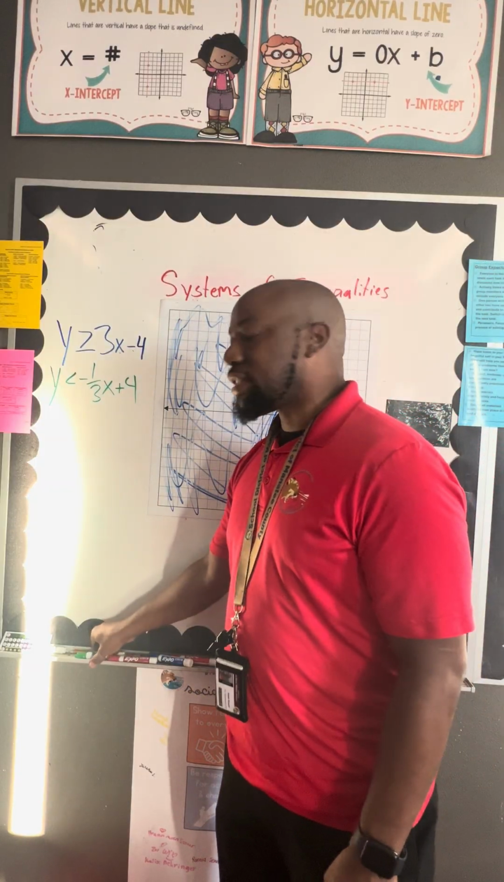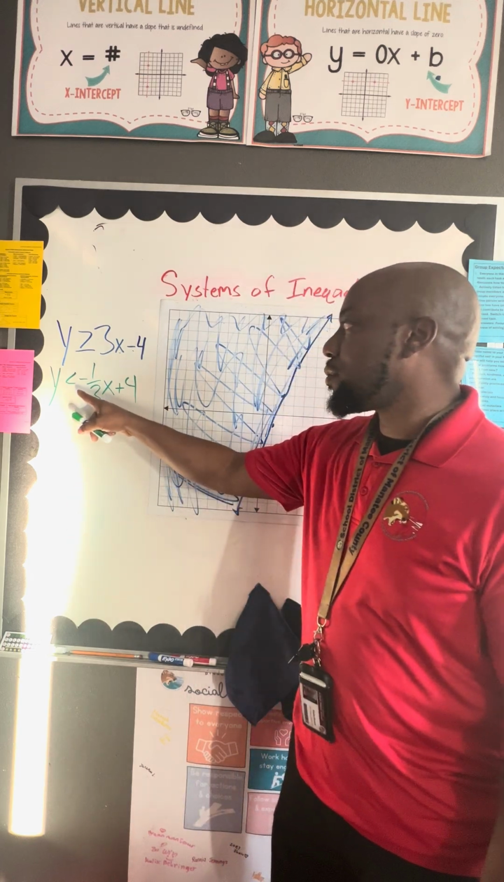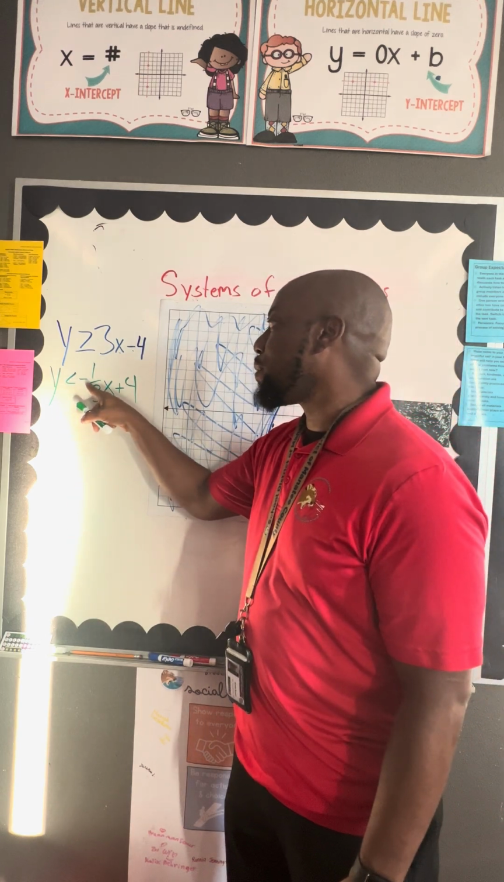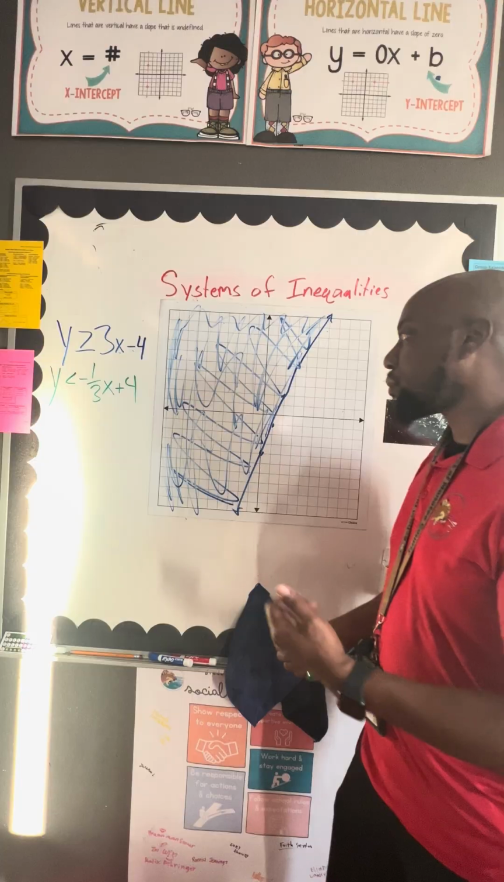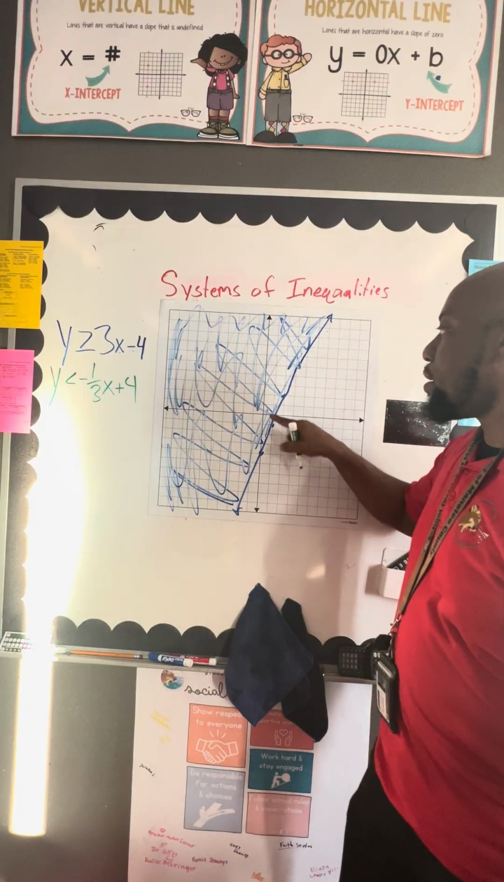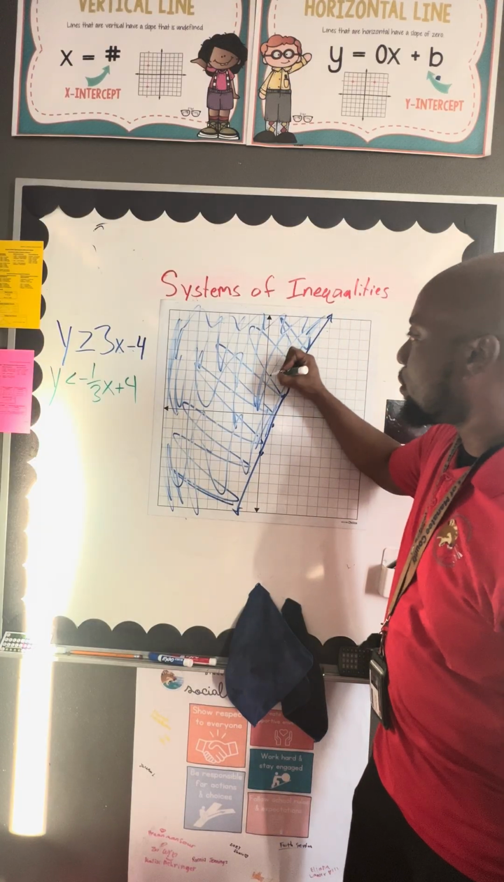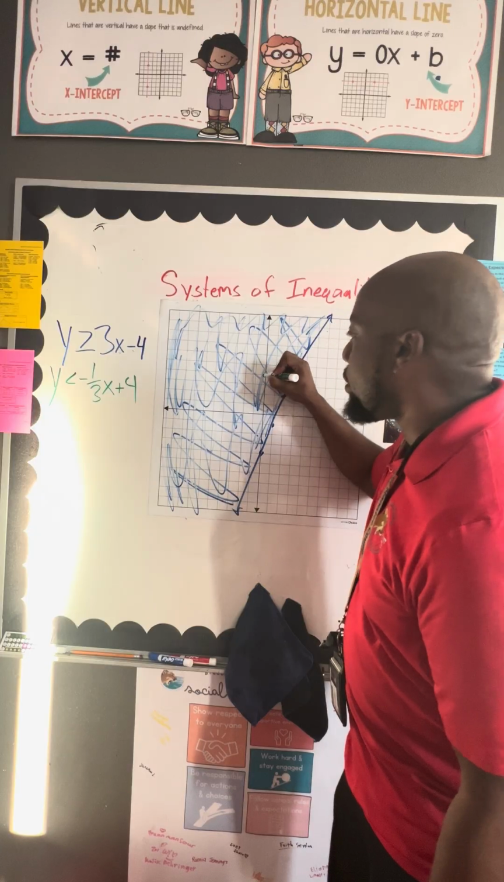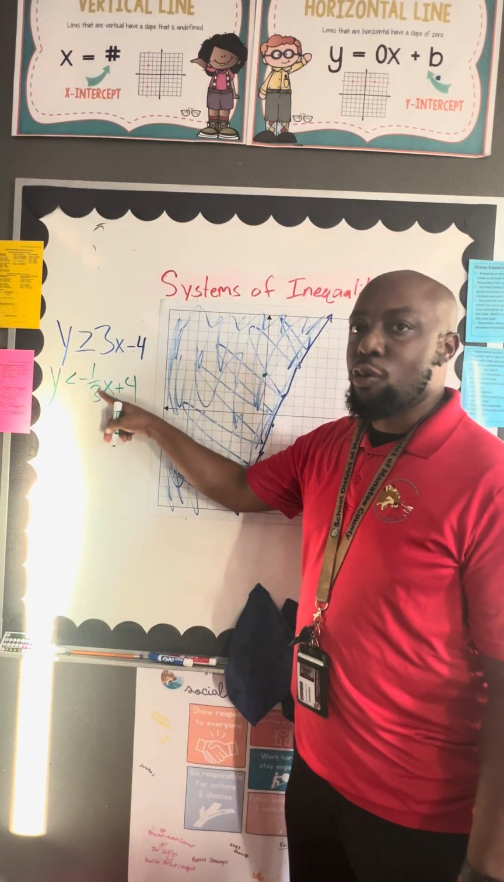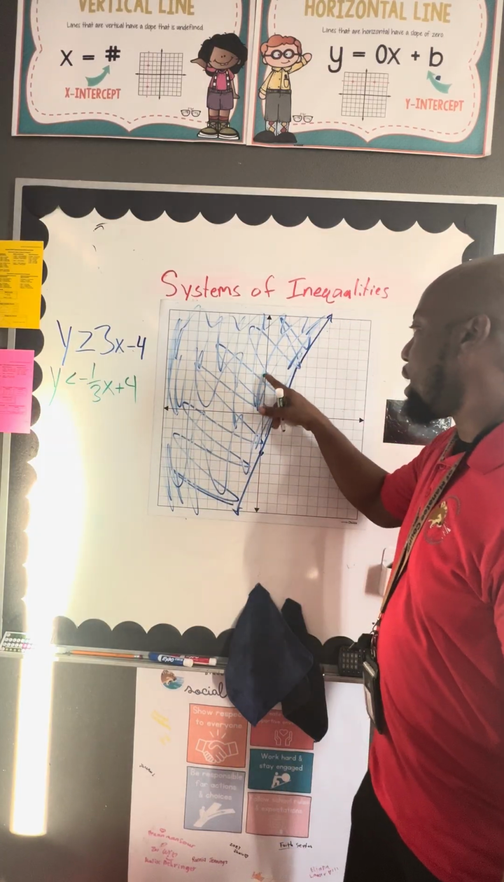Now we're gonna graph the second one. y is less than negative 1/3 x plus 4. Same thing, let's graph the y-intercept, which is positive 4. And our slope is negative 1 over 3. That's down 1 over 3.